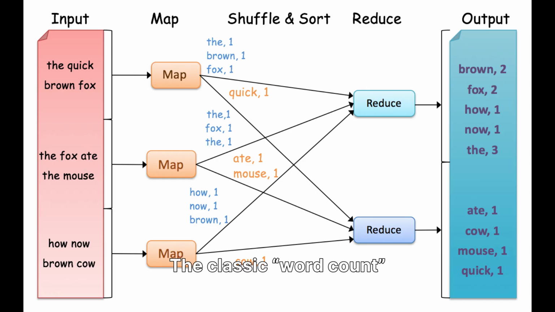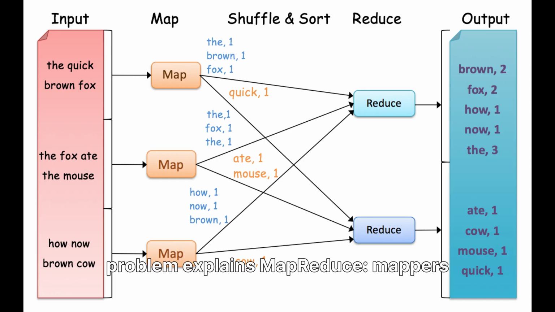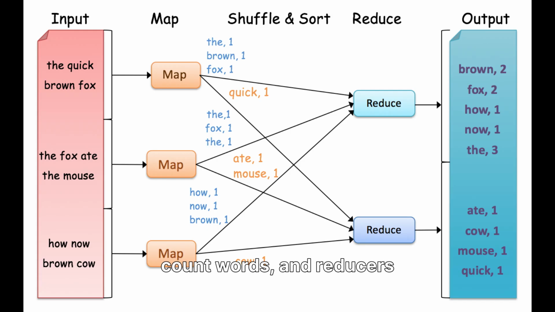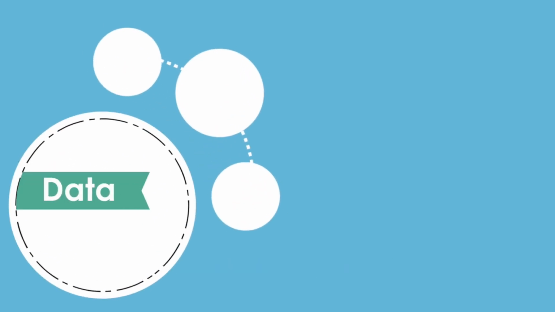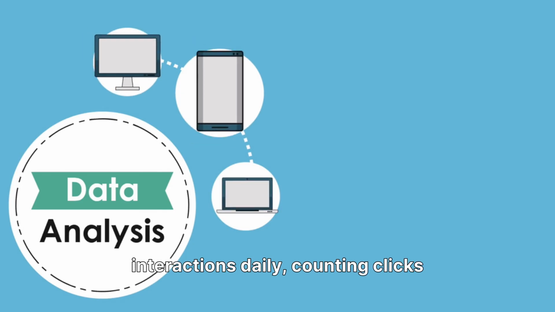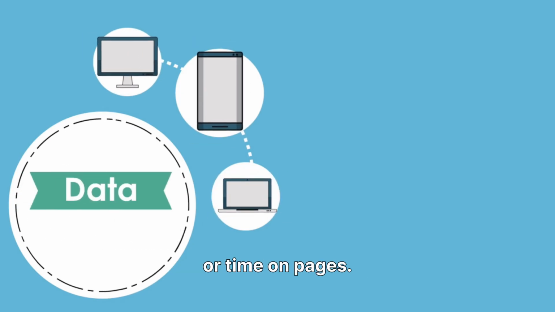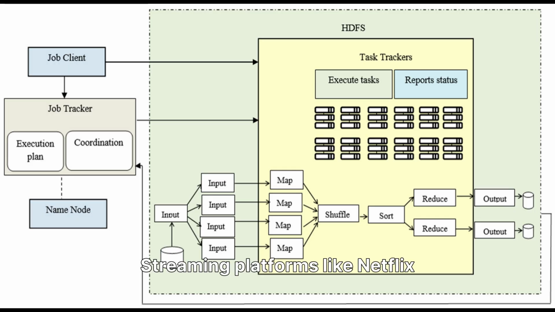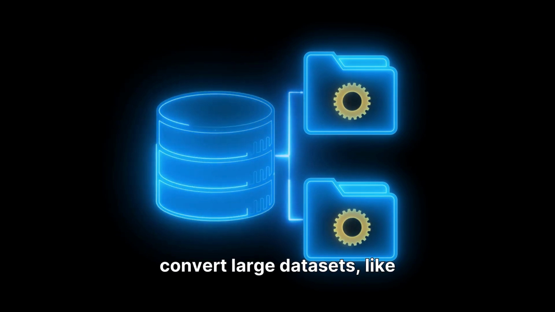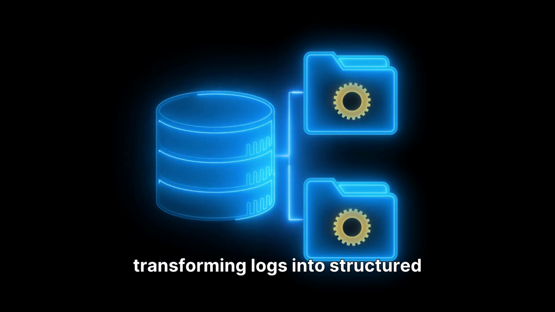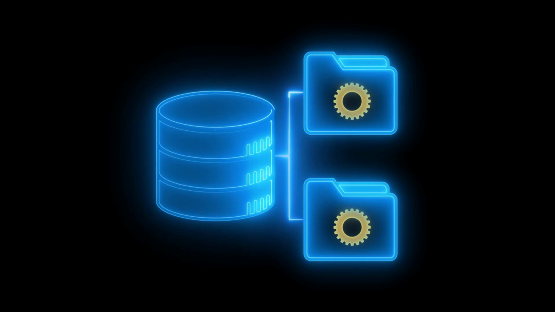The classic word count problem explains MapReduce. Mappers count words, and reducers sum those counts. Companies use MapReduce to analyze millions of user interactions daily, counting clicks or time on pages. Streaming platforms like Netflix use MapReduce to process user preferences, finding patterns like users who watched X also liked Y. MapReduce can clean or convert large data sets, like transforming logs into structured data.